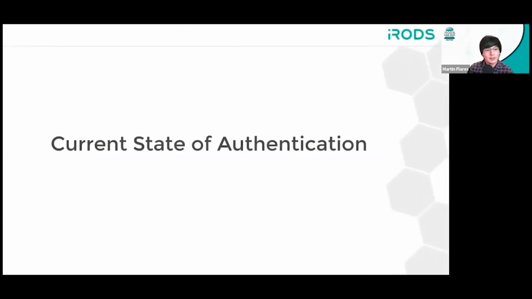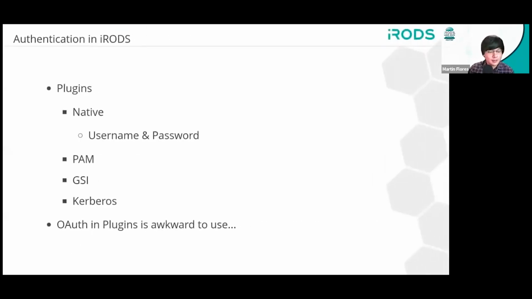So, without further ado, let's go into the current state of authentication in iRODS as it stands, as well as touch a bit on how the HTTP API brings some nice opportunities for change. Authentication in iRODS is all plugin based. We have the simplest version, which is native authentication, just a simple username and password. We also historically supported PAM, GSI, and Kerberos plugins, but going forward, we're planning on only supporting PAM, as it should be able to cover all these other bases as well. It's a lot more flexible in that regard.